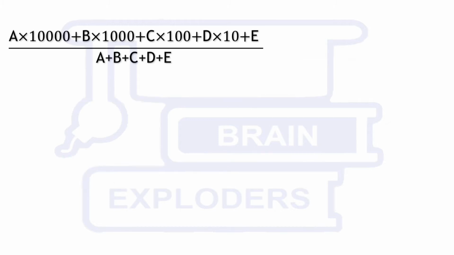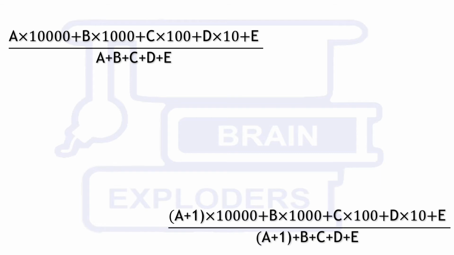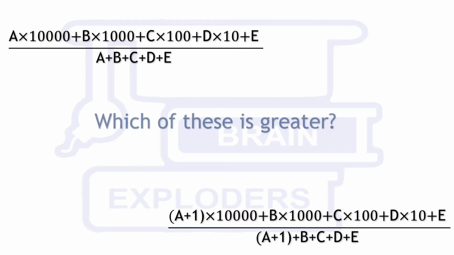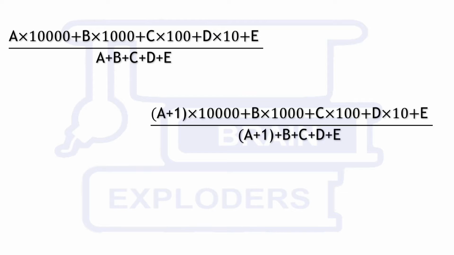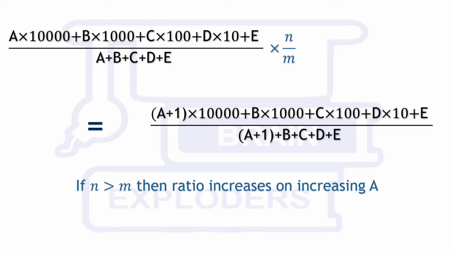Now if we increase A by 1, then the new ratio will be (A+1) times 10,000 plus B times 1000 plus C times 100 plus D times 10 plus E, over A plus 1 plus B plus C plus D plus E. Now we will check which of these is greater. Let us suppose that on multiplying n over m in our previous ratio, we get the new one. Here n is multiplied in the numerator and m in the denominator. We will find the values of n and m, and if n is greater than m, then n over m is greater than 1, and hence the ratio increases on increasing A.